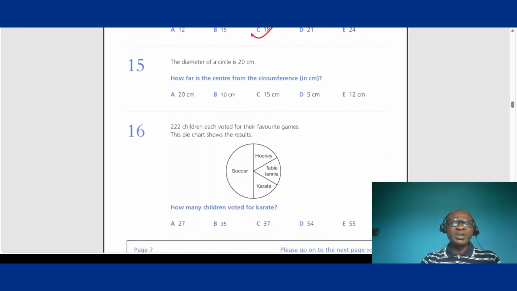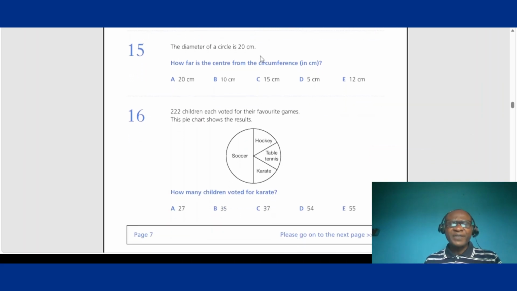We go to question number 15. The diameter of a circle is 20 cm. How far is the circumference from the center? What that means is that if the diameter of the circle is 20, therefore radius is half of it, which is 20 divided by 2. That is 10 cm. Okay, so from the center to the circumference is 10 centimeters.